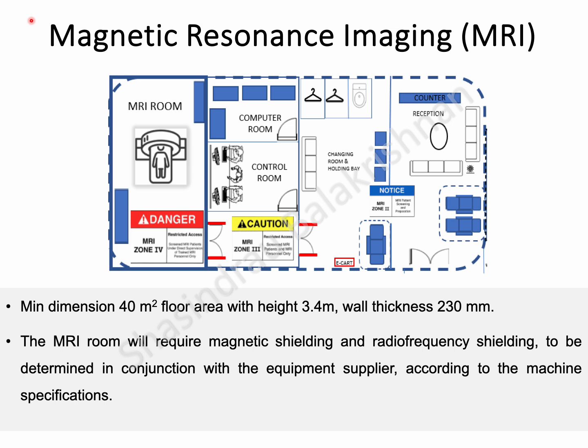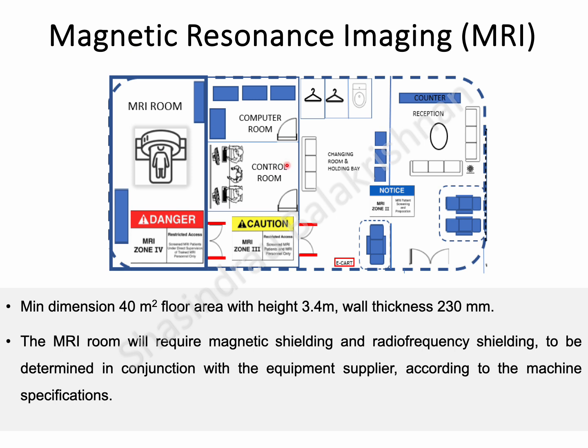The layout follows the standard zoning system, Zones 1 through 4, to maintain magnetic safety and regulate access. Zone 1 comprises public spaces, such as reception and waiting areas. Zone 2 includes supervised transitional areas like the changing room and holding bay, where patients are prepared for MRI. Zones 3 and 4 represent increasingly restricted environments. Zone 3 contains the control and computer rooms, accessible only to screened patients and trained MRI personnel, while Zone 4 is the MRI scanner room itself, marked by high magnetic field strength and requiring the strictest access control.